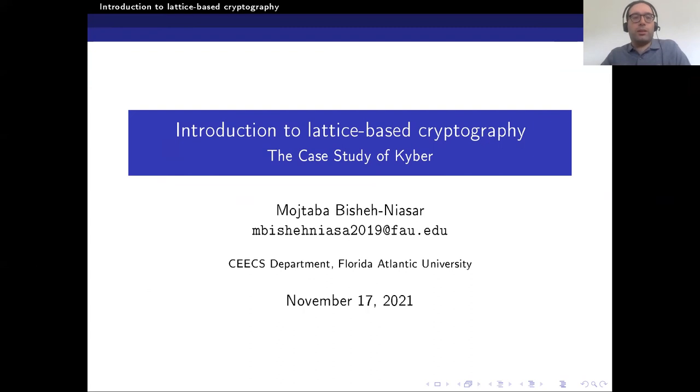Welcome to the class. In this session, we have an introduction to lattice-based cryptography. As you know, lattice-based cryptography is one of the most interesting approaches of post-quantum cryptography, which will be our next generation of crypto systems, and we'll review how it works, how we can create a lattice-based scheme, how we can use it, and what the hard problem in this scheme is.